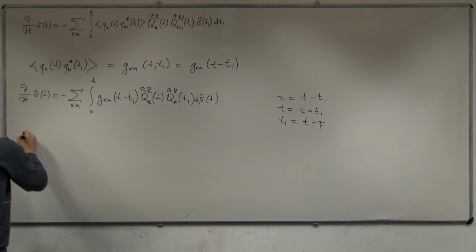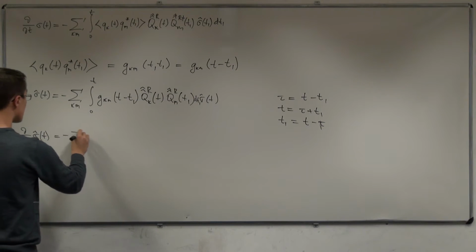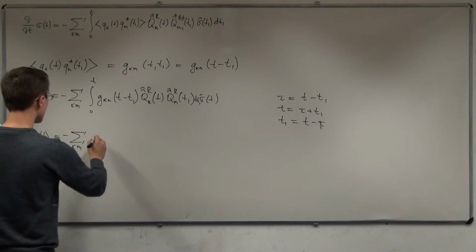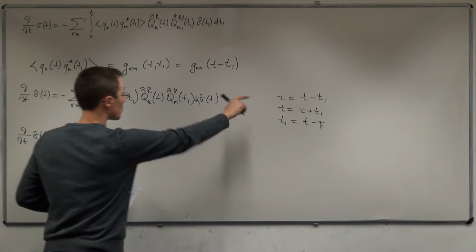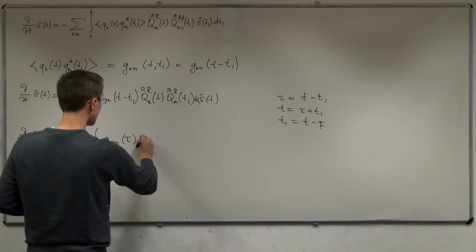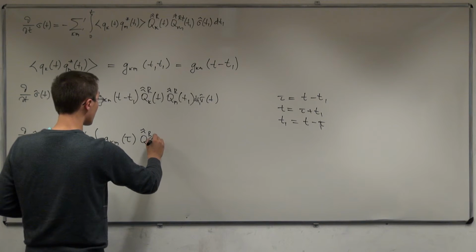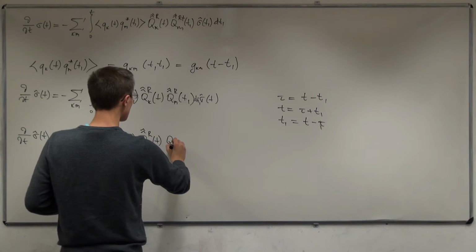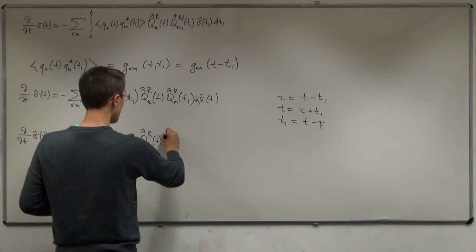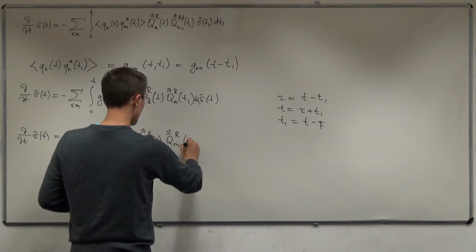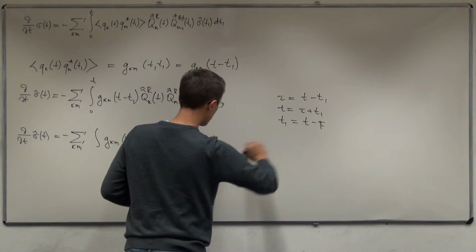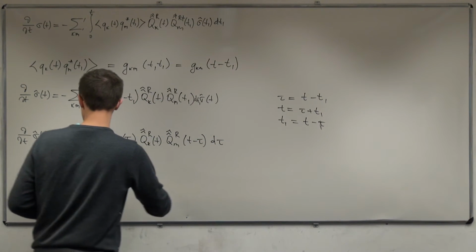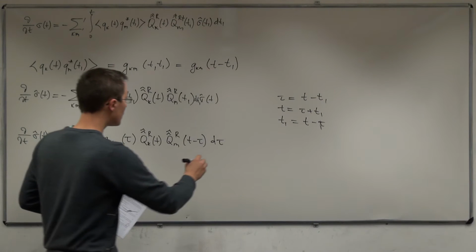So what we've got is then d by dt of sigma of t is minus a sum over k and m, and integral, then g_km of tau, then q double hat r of t, q_k, and this is q_m double hat r, t1 is t minus tau, dt1 is minus d tau, so d tau and a plus sign here, and then sigma of t.